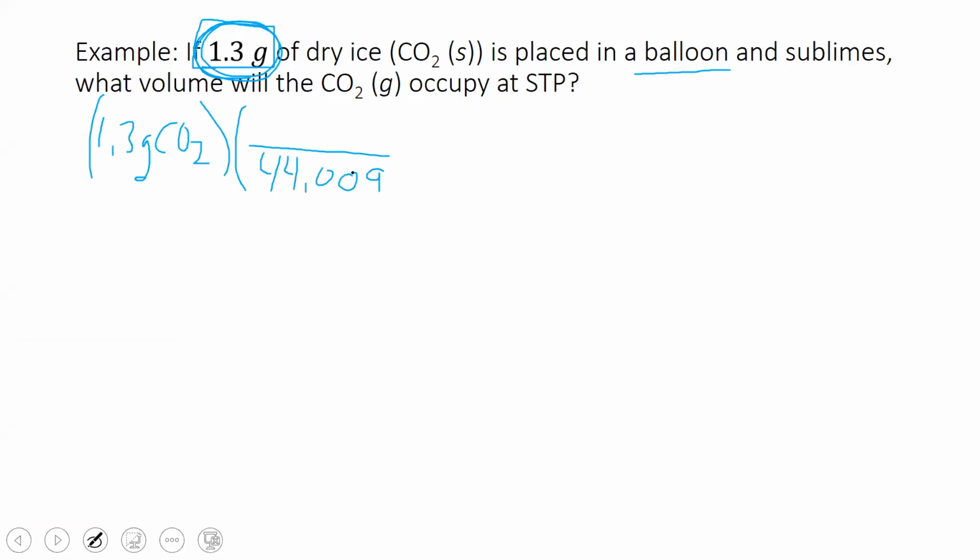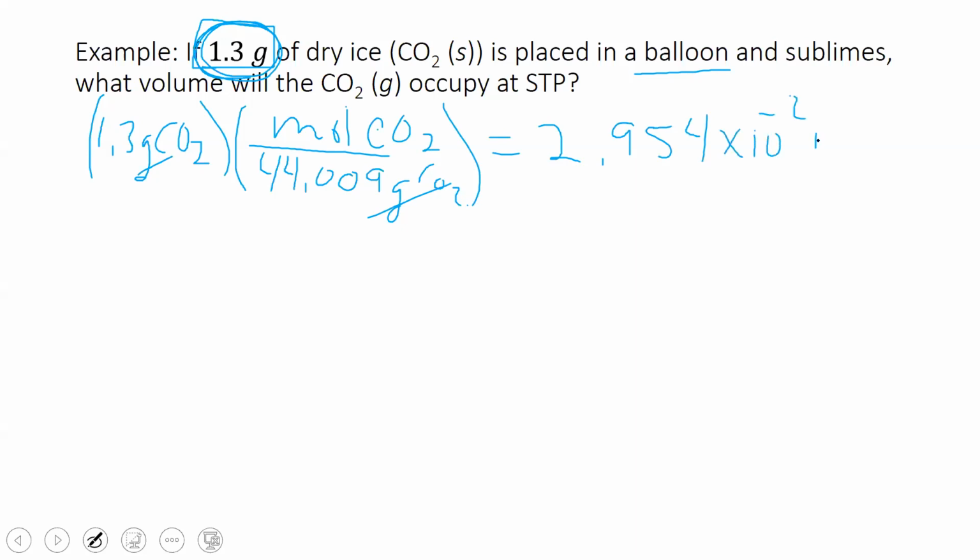There we go. Grams of CO2 per mole of CO2. All right, so our units will cancel. We'll figure out the number of moles. We wind up with 2.954 times 10 to the minus 2 moles of CO2. And sig fig wise, that should be rounded to the second decimal place because our 1.3 grams of dry ice.